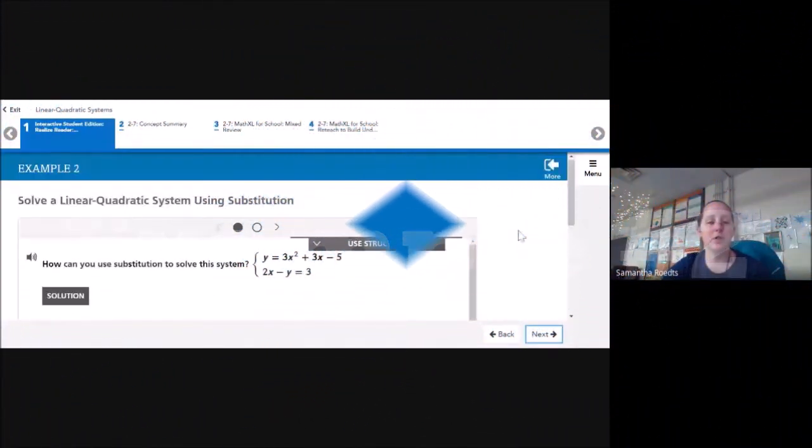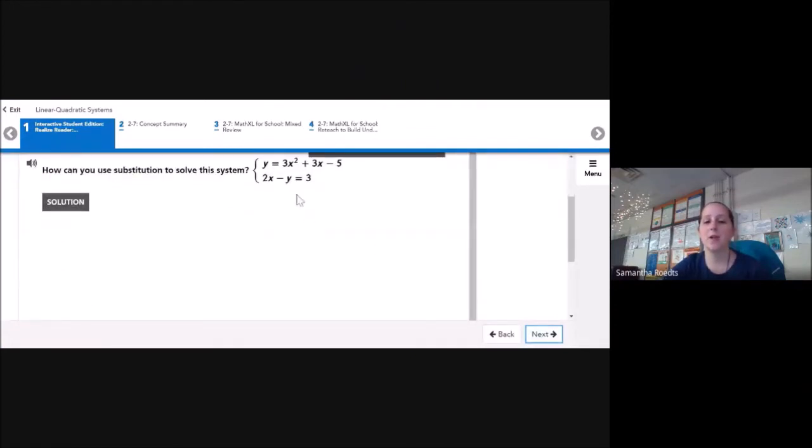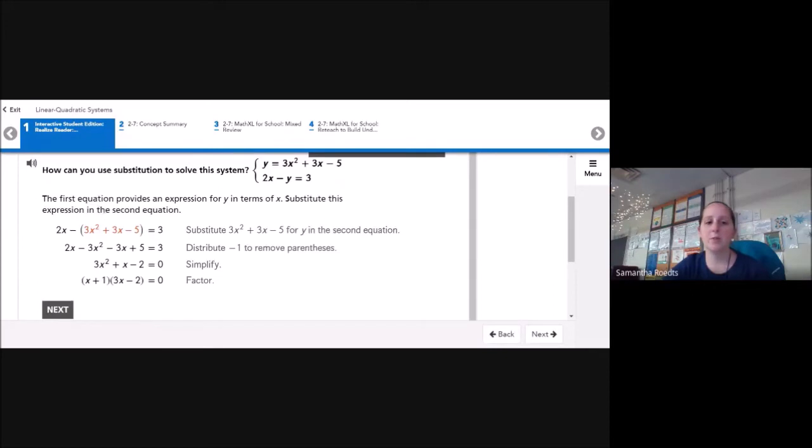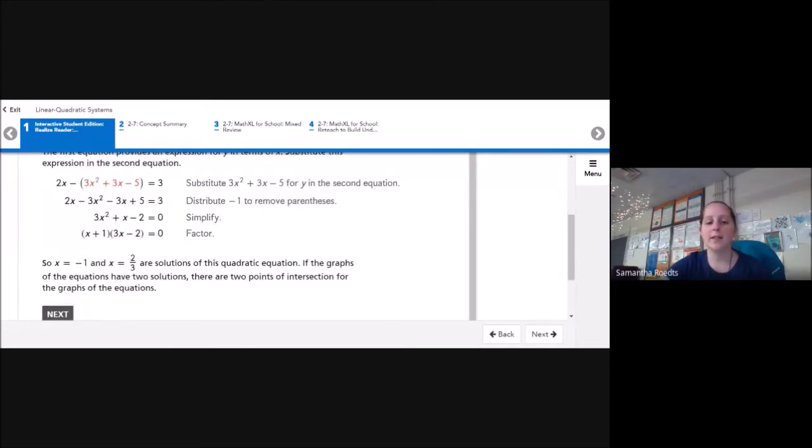All right, example 2, solve a linear quadratic system using substitution. How can you use substitution to solve this system? y equals 3x squared plus 3x minus 5 and 2x minus y equals 3. So the first equation provides an expression for y in terms of x. I substitute that expression into my second equation and I solve and factor. So x equals negative 1 and x equals 2/3 are solutions of this quadratic equation.